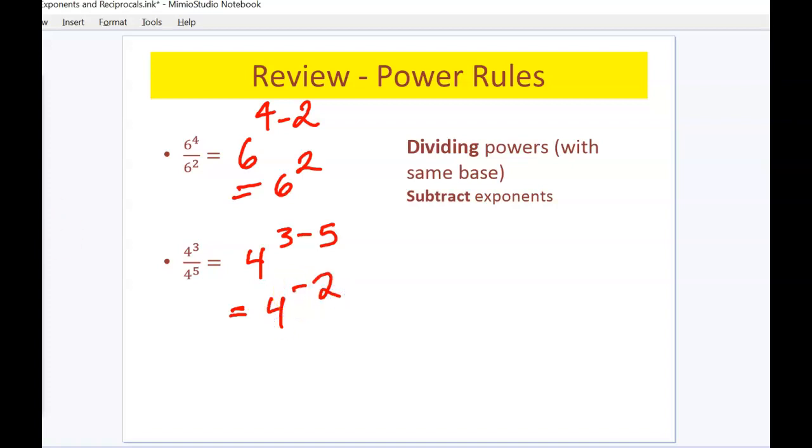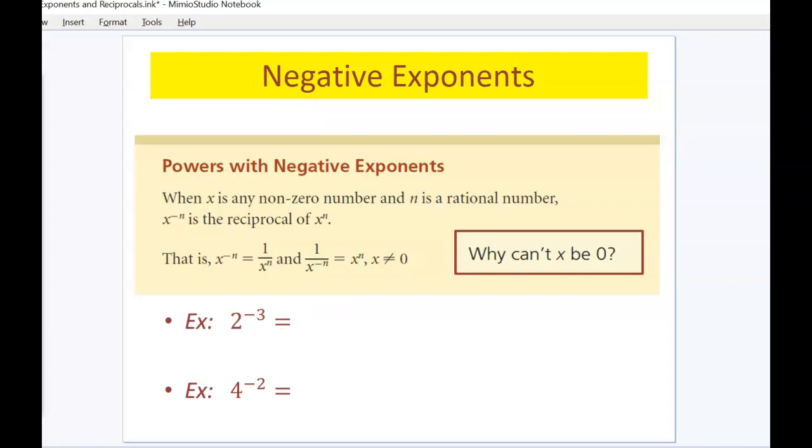So now we're encountering a new result. We have an answer that has a negative exponent. We haven't seen that before. So we're going to learn today, how do we deal with that negative exponent? And that's going to be the feature of today's lesson. When we have negative exponents, basically the negative exponent means that I can reciprocate the base and I make the exponent positive.